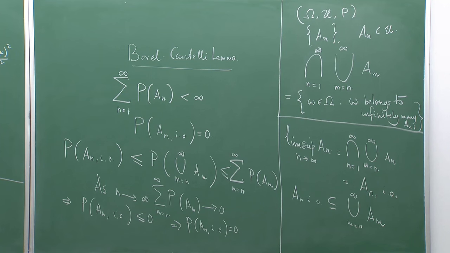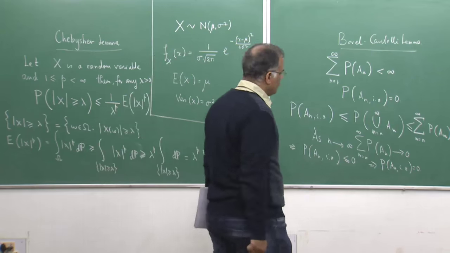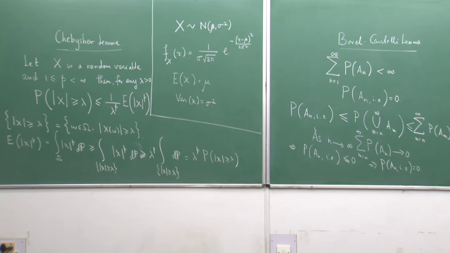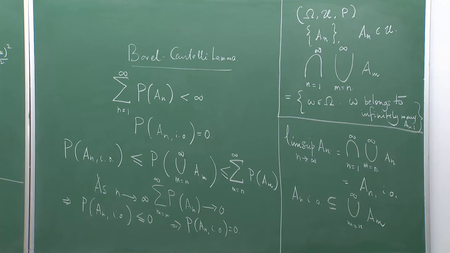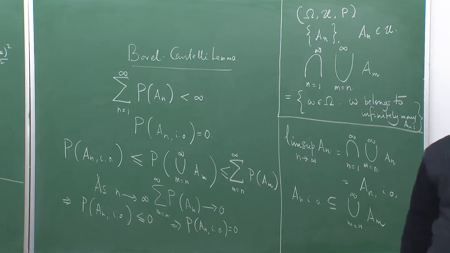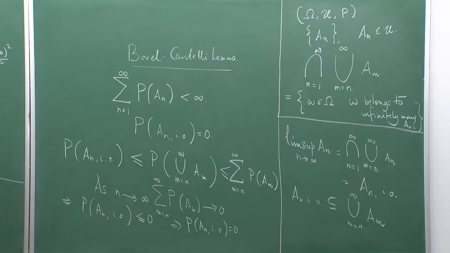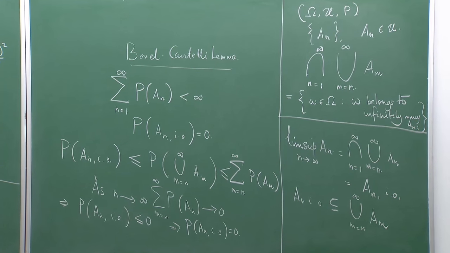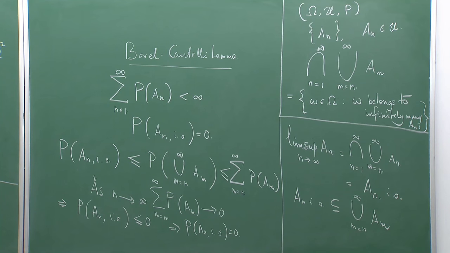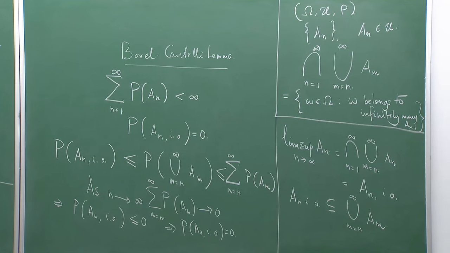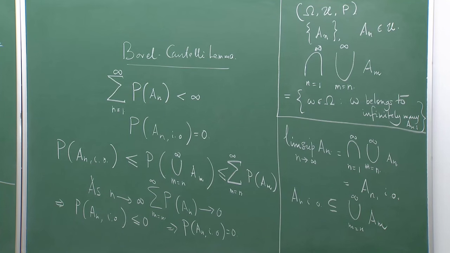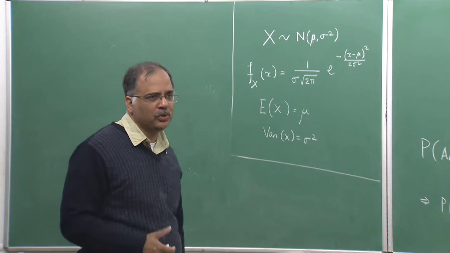Now let me show you an application of all these things that we have just spoken, an application of the Borel-Cantelli lemma and of Chebyshev's theorem. That comes up when we are talking about convergence of random variables. If I am using a vector valued random variable or random vector, I will make an explicit mention of that. Otherwise, please understand that we are always working with random variables, that is functions mapping sample points to real numbers.